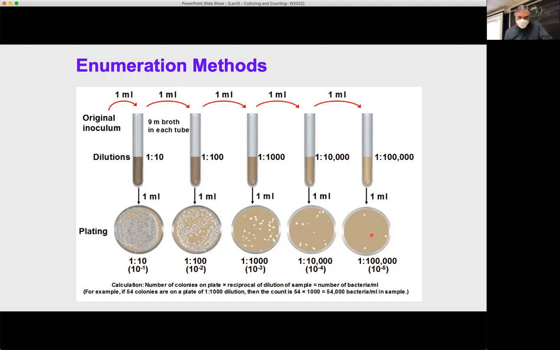What does it say at the bottom? Calculation, number of colonies on the plate times the reciprocal of the dilution sample equals the number of bacteria. We'll go over a calculation next week.